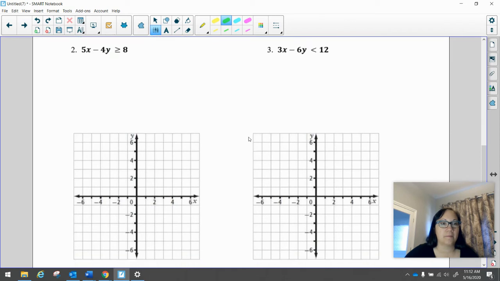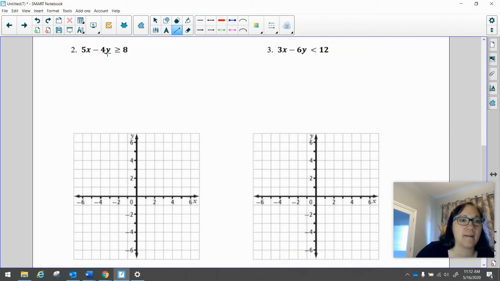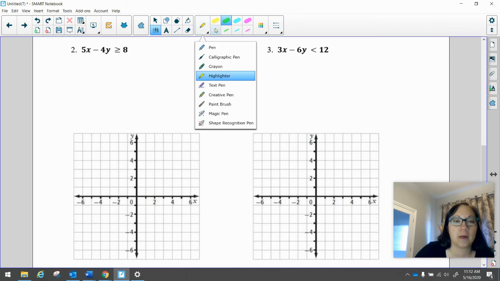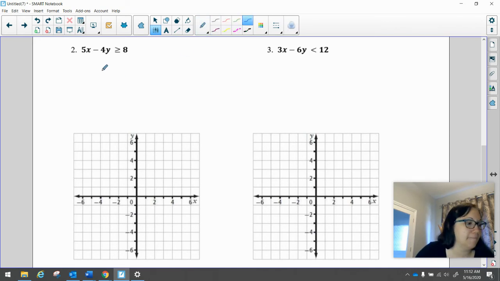Here's a few more. This one I don't want to graph using intercepts because the 5 and the 4 don't go into 8. The 4 does, but the 5 doesn't. So I'm going to put it into y equals mx plus b form instead. So I'm going to move the 5x over. So I get a negative 5x plus 8. Now I'm going to divide each side by negative 4.